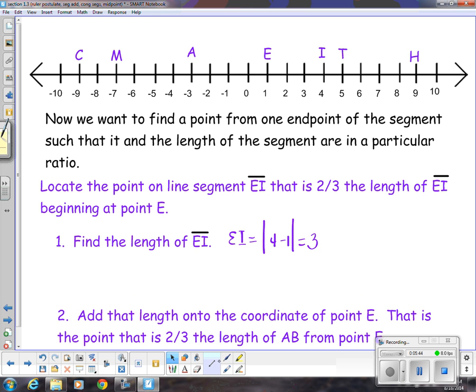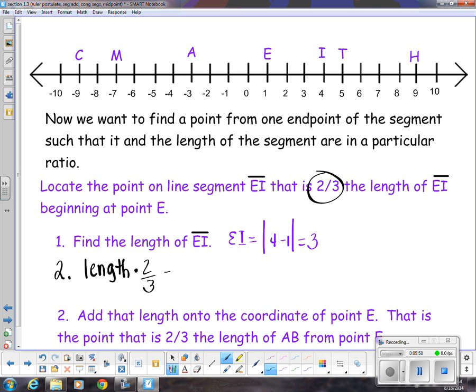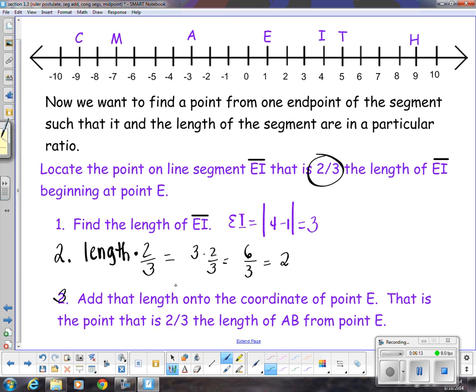I'm going to ignore this, and I'm going to take my length and multiply it by 2/3, my ratio, you could say. So this would be 3 times 2/3, and that's going to be 6/3, which is 2. In other words, from E, I'm going to add this length of 2 onto the coordinate of point E. So if I'm at E, and I move 2 units, that's going to be 1, 2.